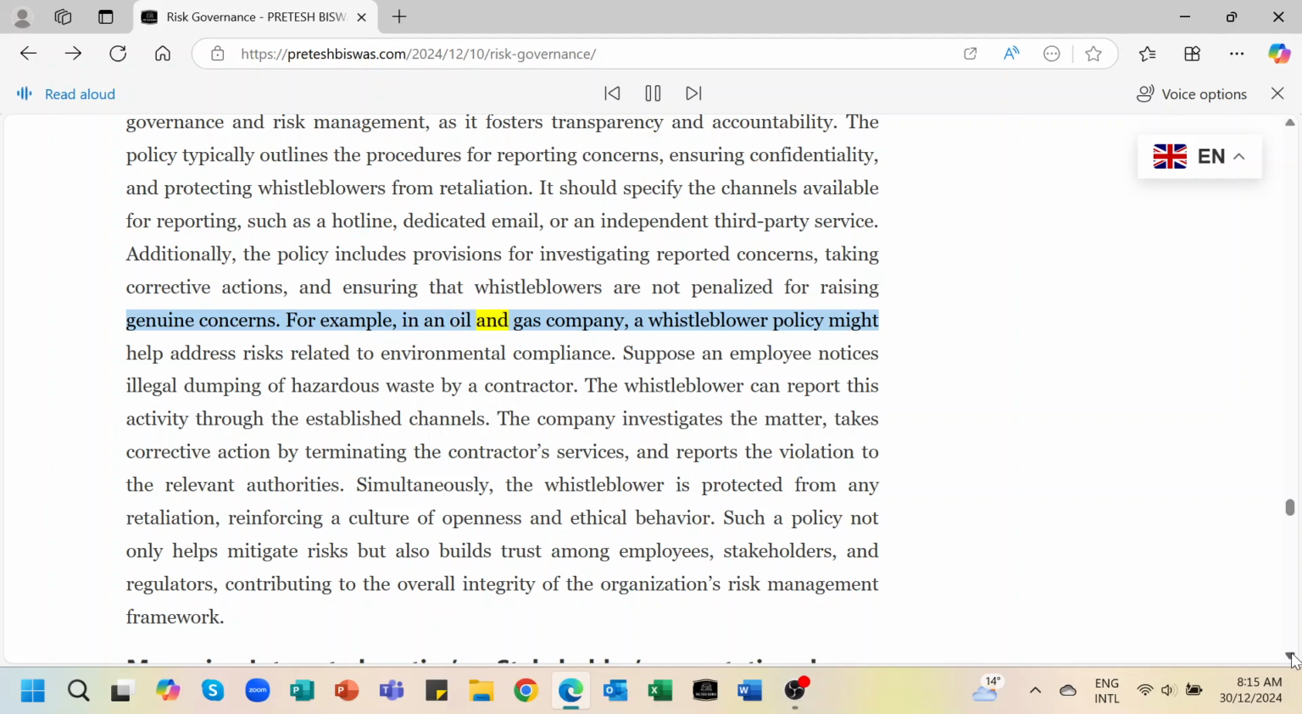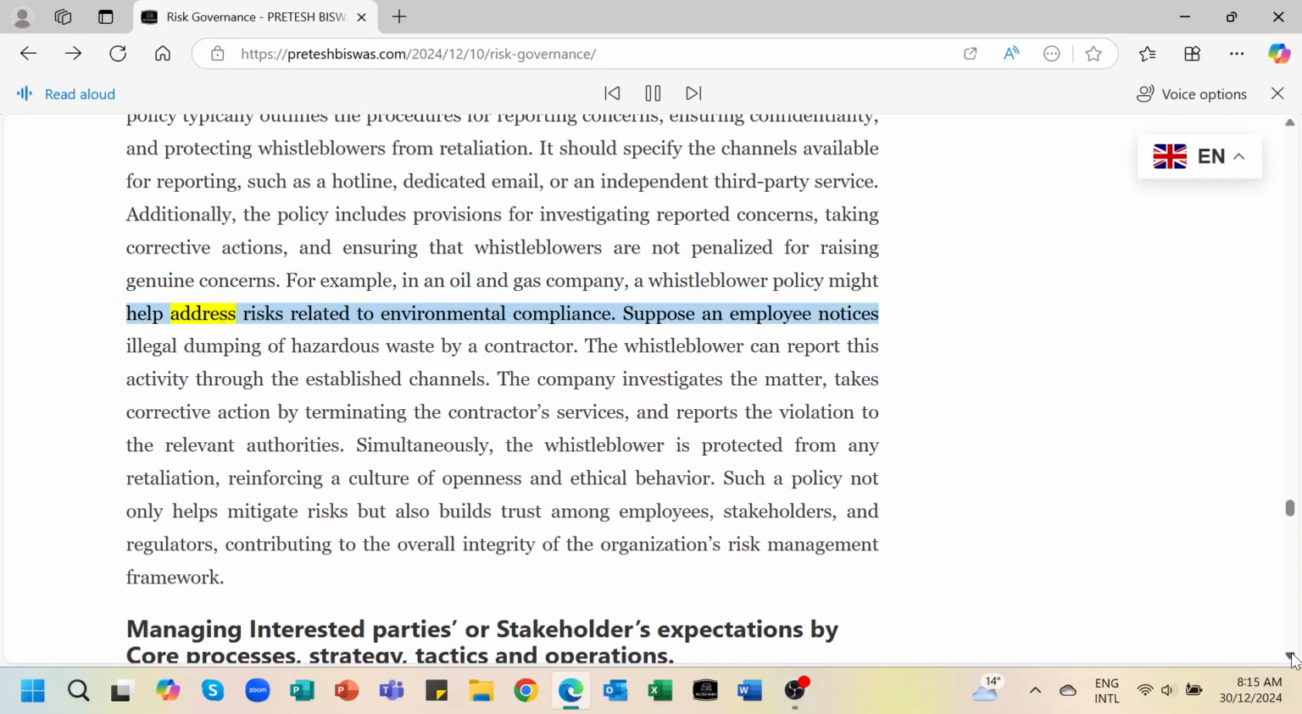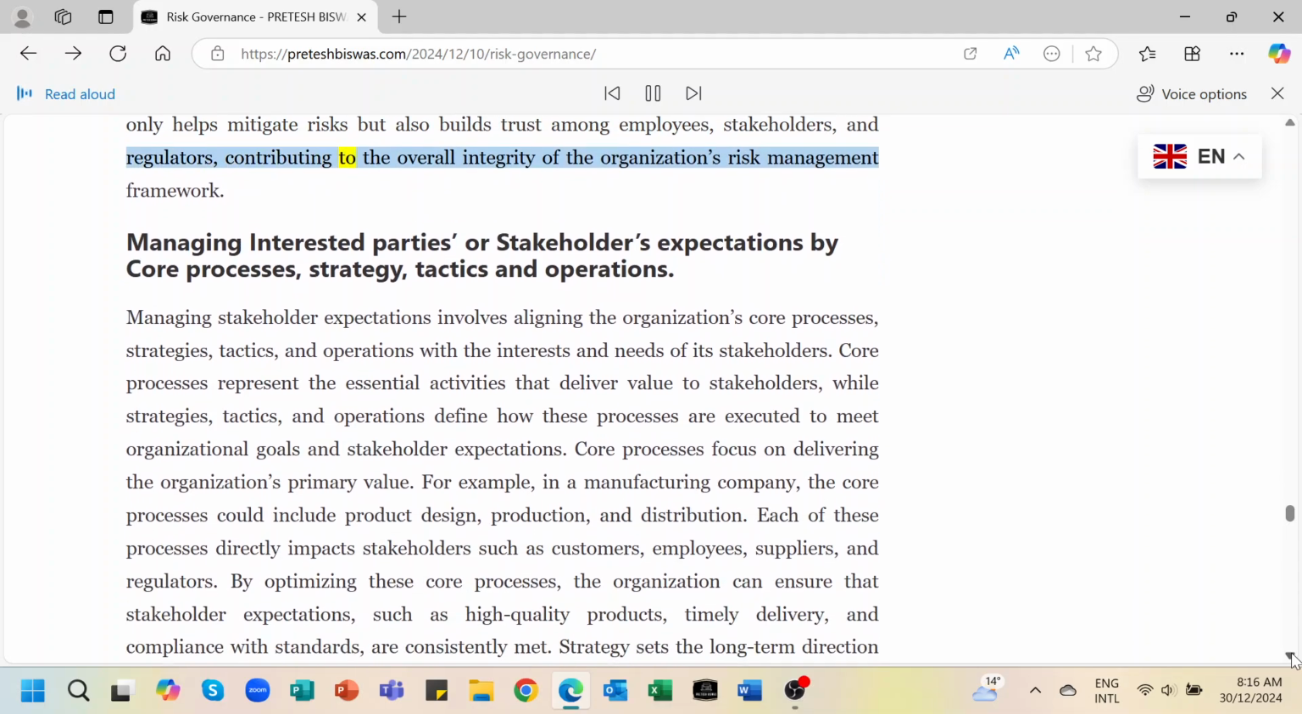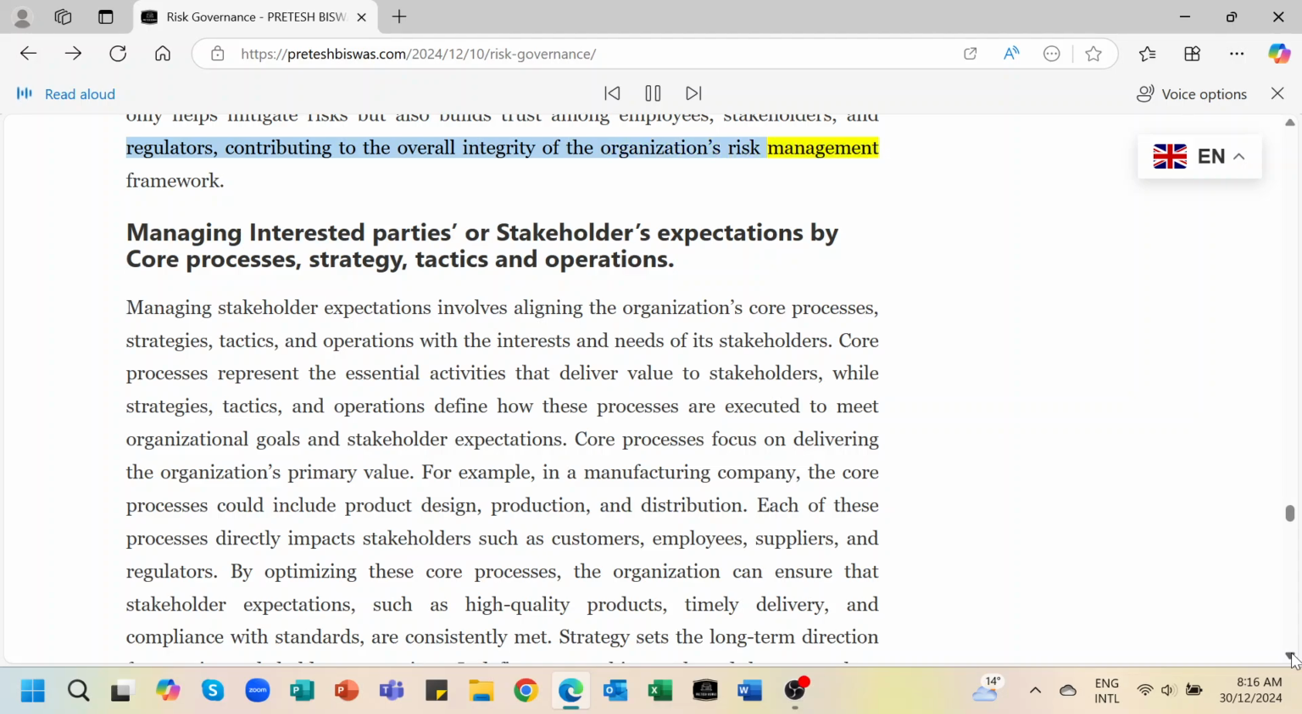For example, in an oil and gas company, a whistleblower policy might help address risks related to environmental compliance. Suppose an employee notices illegal dumping of hazardous waste by a contractor. The whistleblower can report this activity through the established channels. The company investigates the matter, takes corrective action by terminating the contractor's services, and reports the violation to the relevant authorities. Simultaneously, the whistleblower is protected from any retaliation, reinforcing a culture of openness and ethical behavior. Such a policy not only helps mitigate risks, but also builds trust among employees, stakeholders, and regulators, contributing to the overall integrity of the organization's risk management framework.